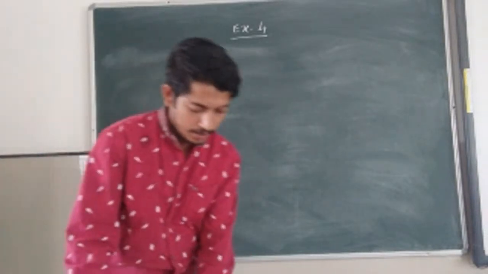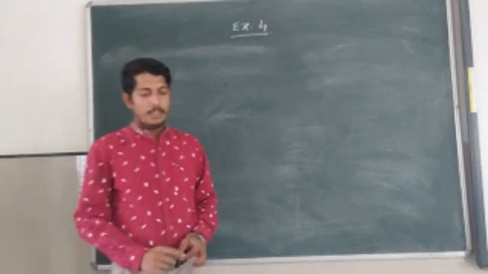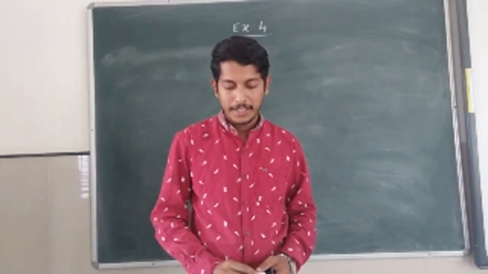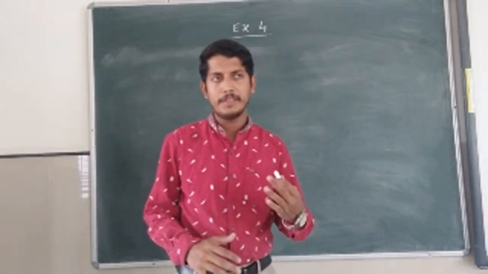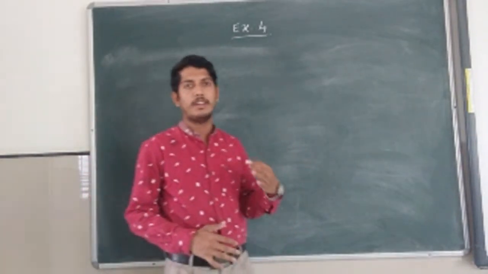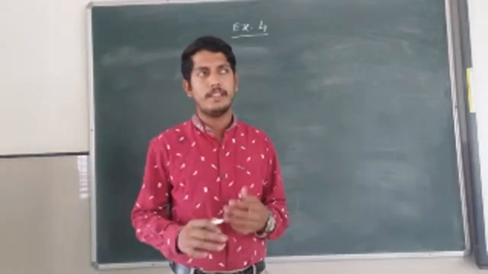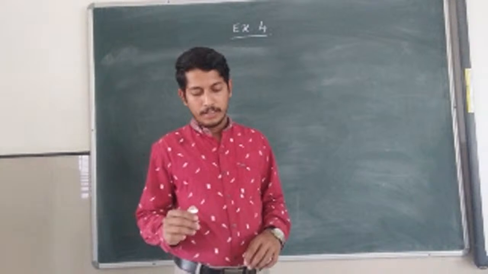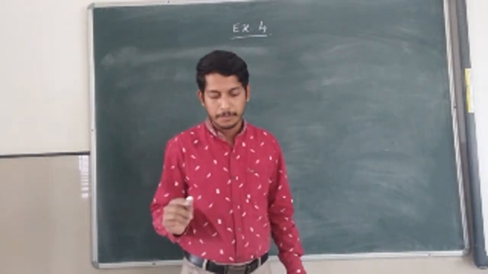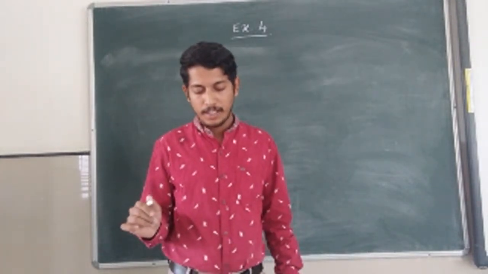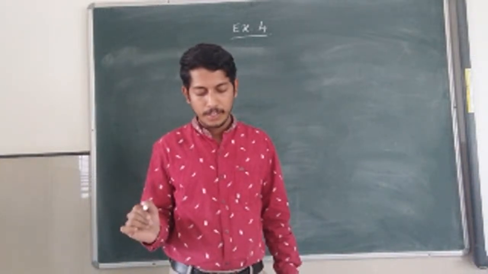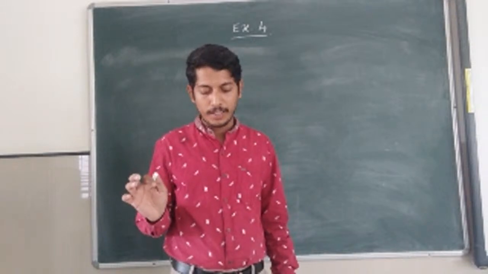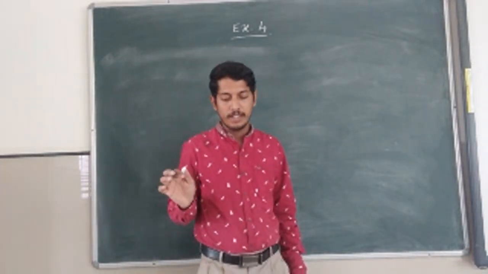Then I will consider the second problem. Diagonals of a trapezium ABCD with AB parallel to CD intersect each other at the point O. If AB is 2 times CD, find the ratio of the areas of the triangles AOB and COD.